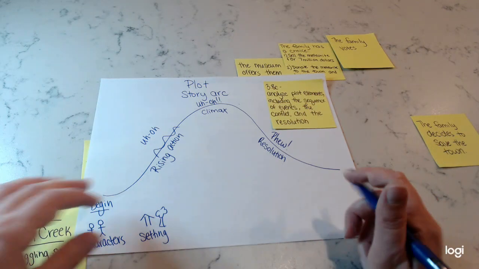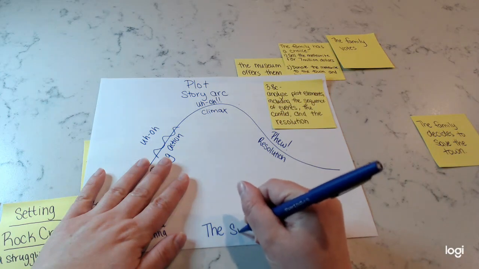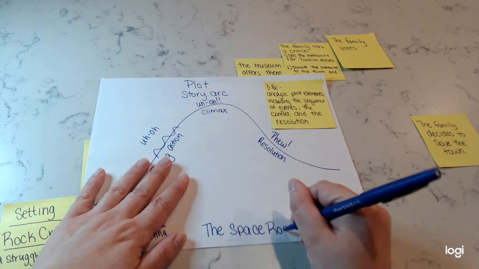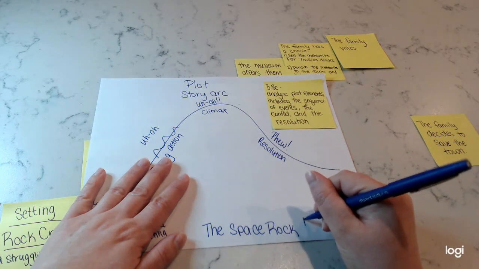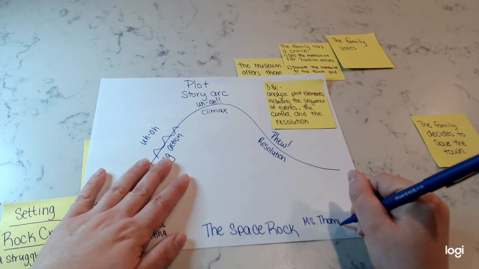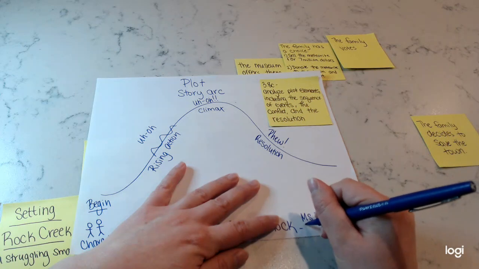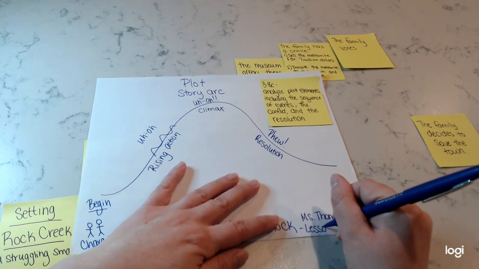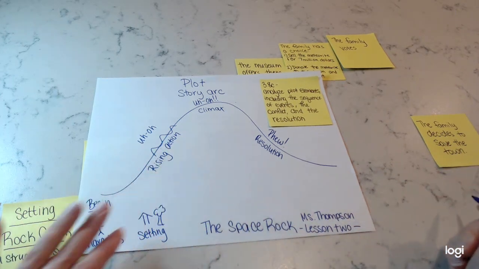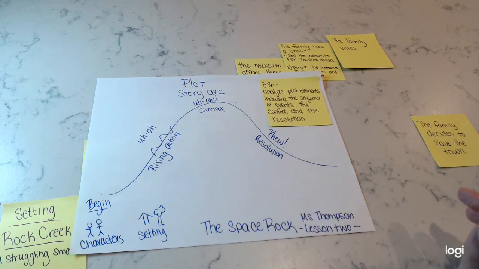So I'm going to write The Space Rock, put my name, and I'm going to title also Lesson 2. All that information helps your teacher understand what they're looking at when you submit your work.